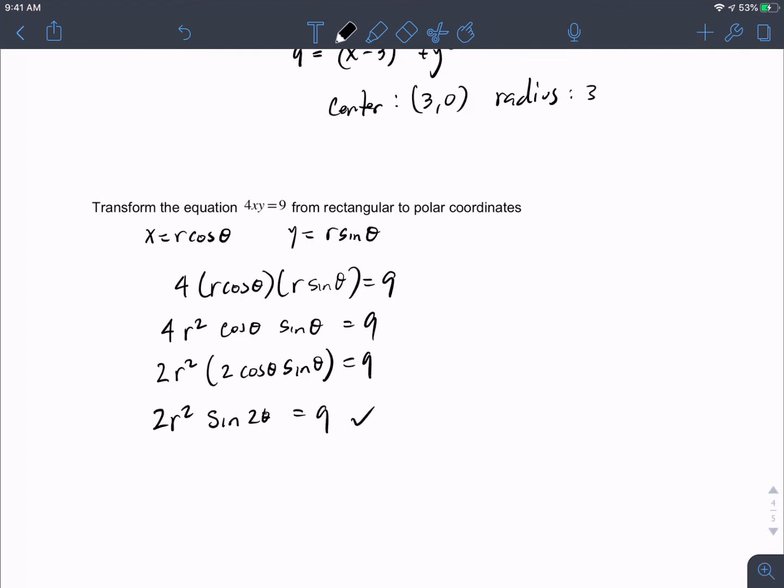This is the equation that we can use in polar, or this one would have been good enough too without converting. I really would be fine with this one. I think it's less work and it's still effective, and you guys can get all the information that you need from it.